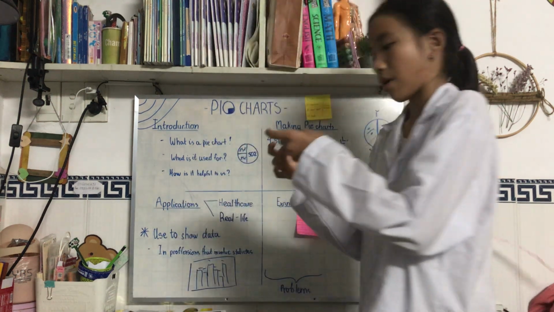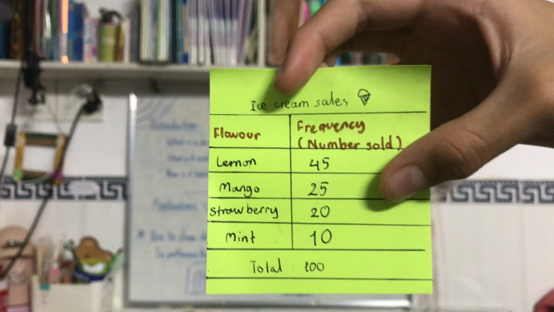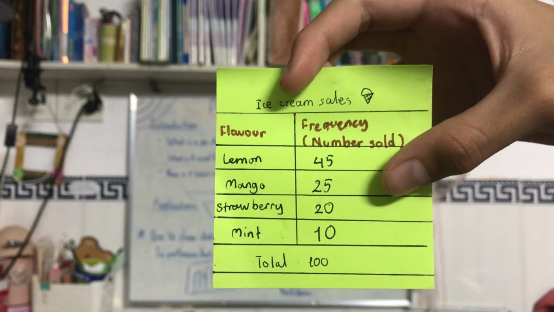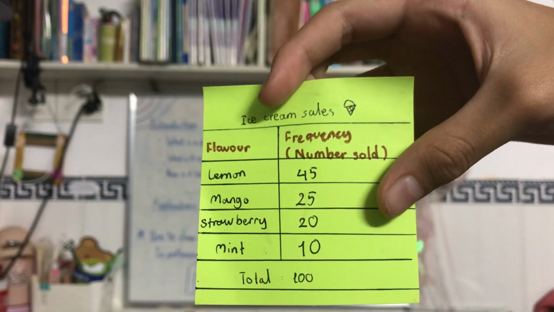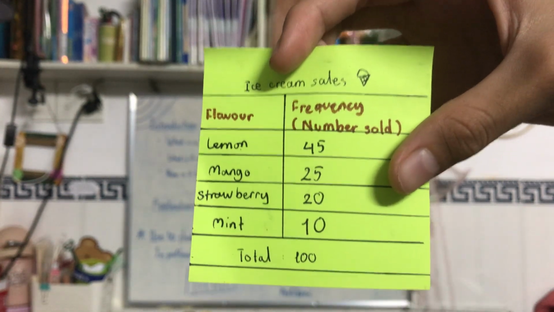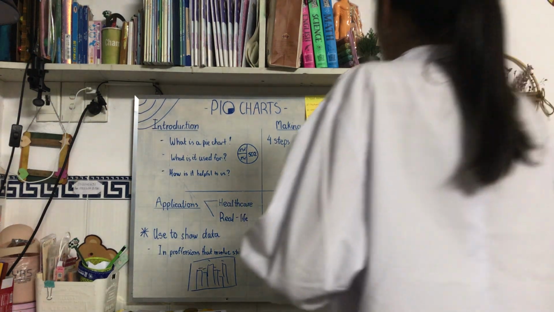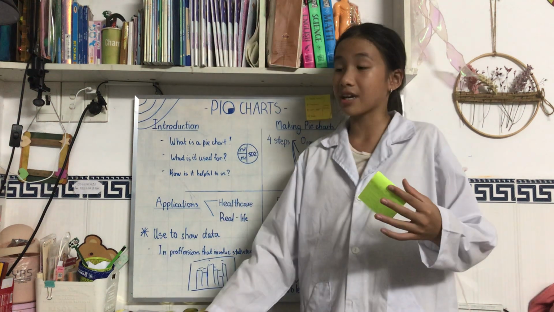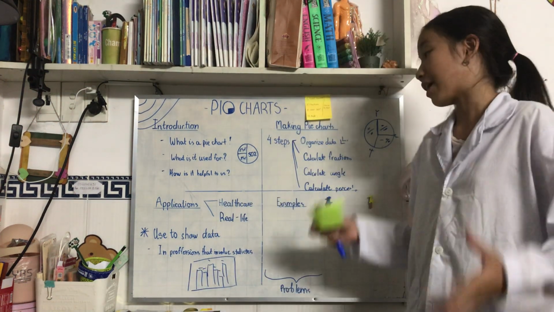We have the last one, the ice cream sales. The flavor and the frequency. The flavor is the lemon, the mango, the strawberry, and mint. The total is 100. The frequency is 45, 25, 20, and 10. I will let you have a minute to think about what we have learned and then apply it to this example. You can pause the video right now so that you can do it. Have you got the answer yet?